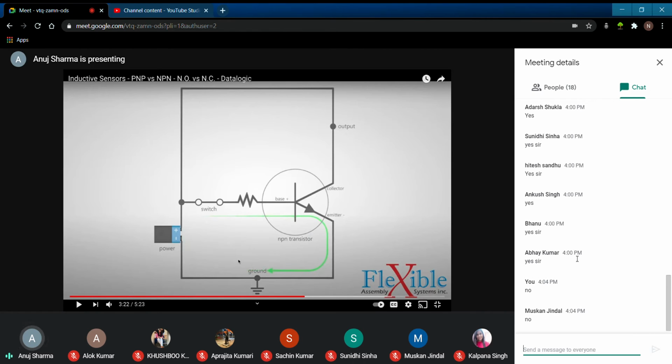Class, very important thing for you, your output is here. Just look at the output and how this circuit is going to work. Your output is here, just have a close look at this only.